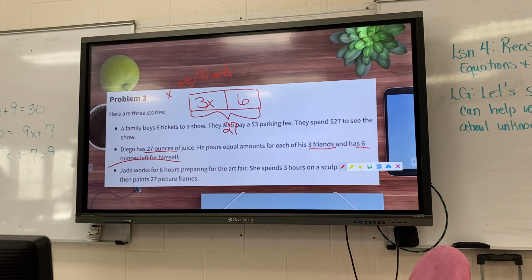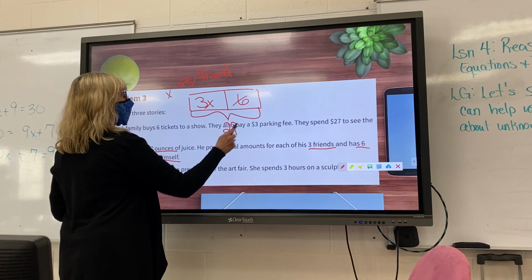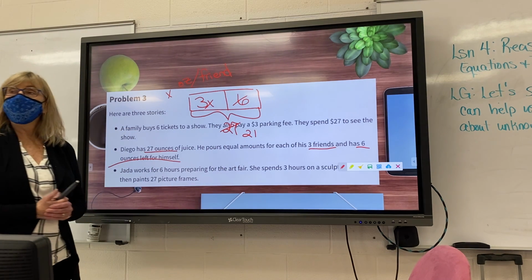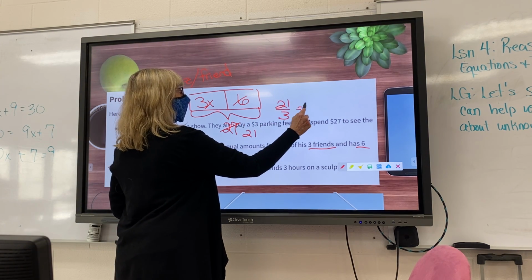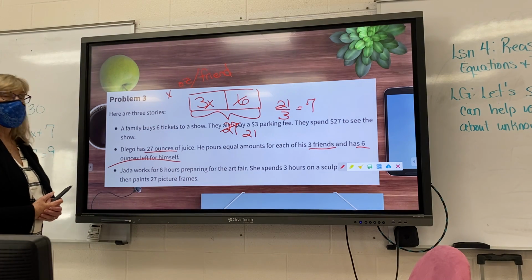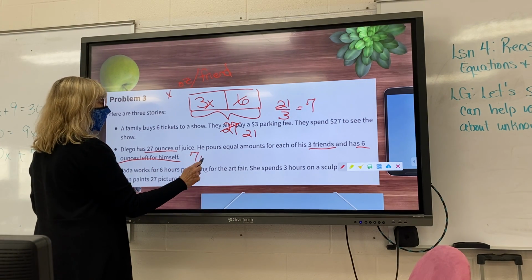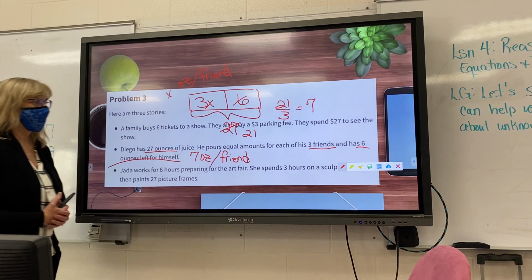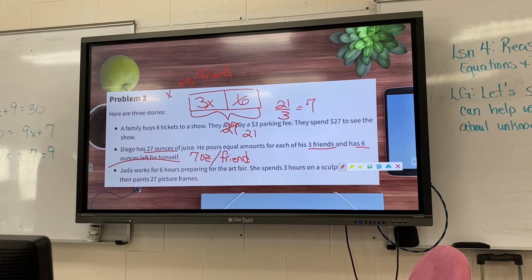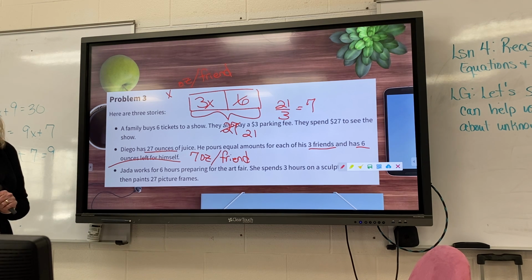What are we gonna do first? Subtract 6. So that gives us 21. Then divide 21 by 3. So what does that 7 mean? 7 ounces of juice for each friend. Uh-huh. So he got less than his friend. Yep. Y'all are getting good at this. You're impressing me. All right, can I move on?